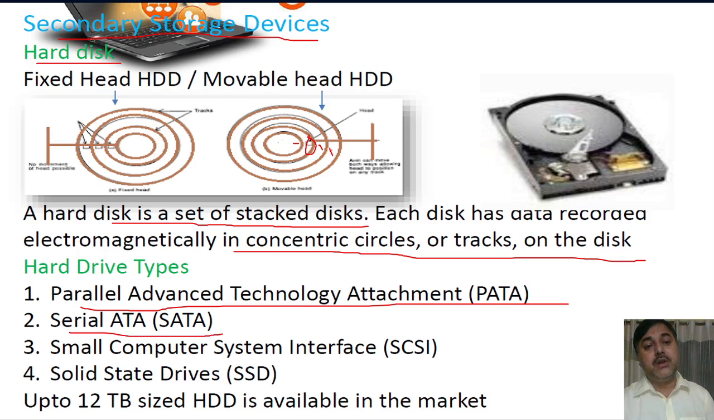We describe what a SATA system is, what a PATA system is, and how it will work. PATA means Parallel Advanced Technology Attachment, and SATA means Serial Advanced Technology Attachment. This is the way we can save the data and work with the data.